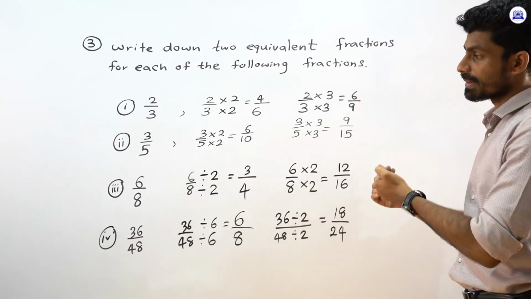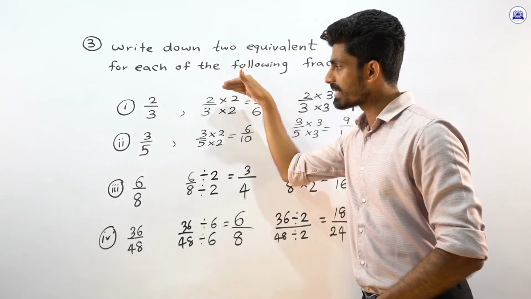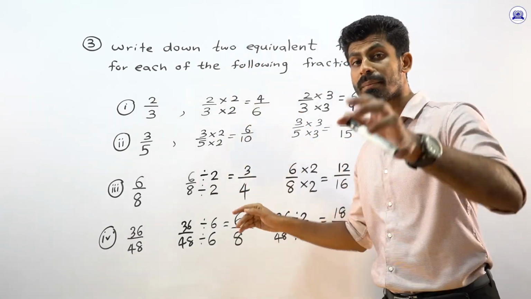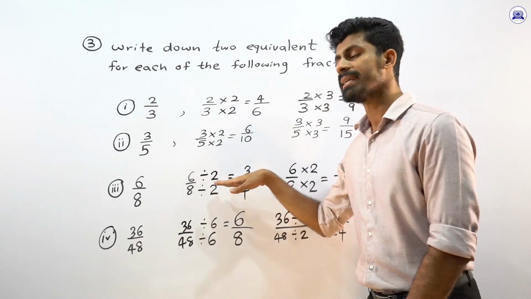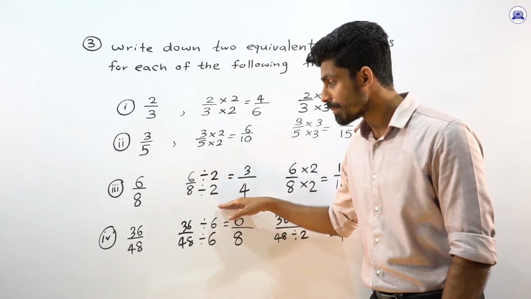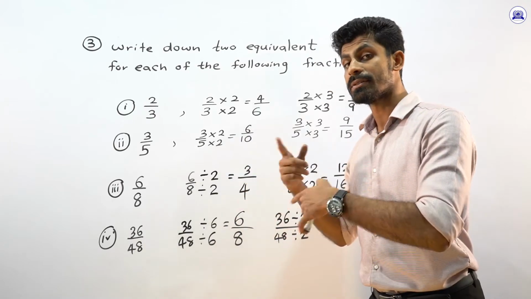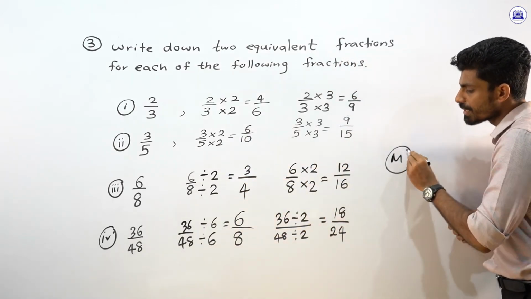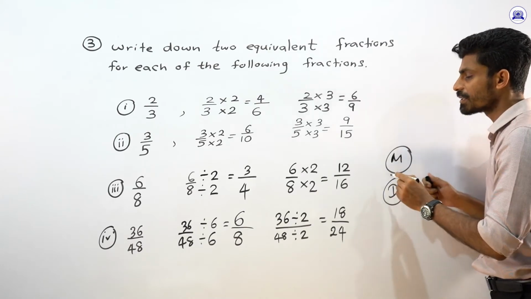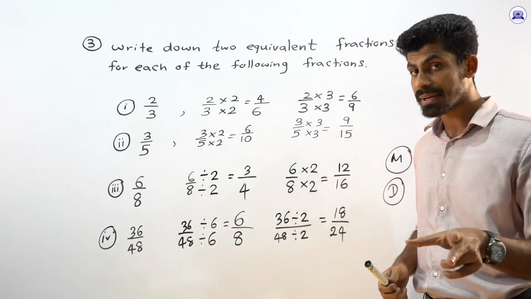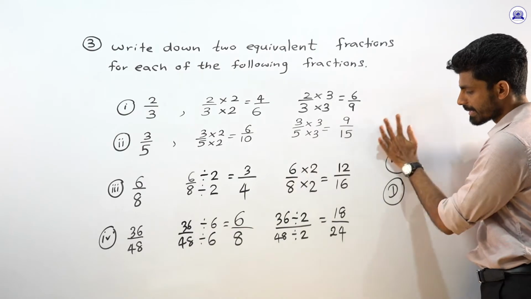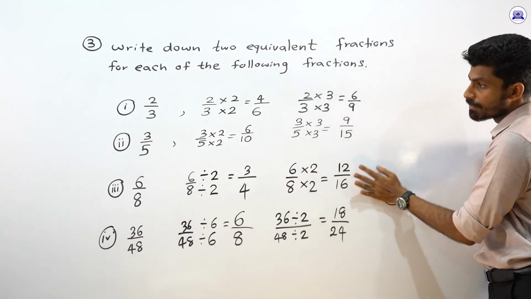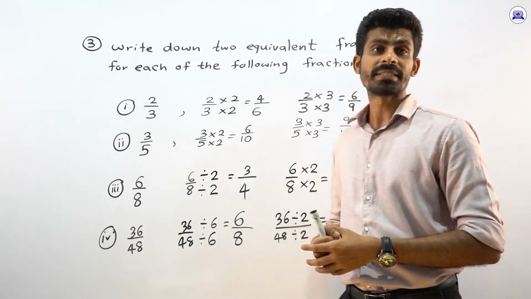You can create equivalent fractions by multiplying the numerator and the denominator by the same number, or by dividing the numerator and the denominator by the same number. There are two methods: multiplying or dividing the numerator and the denominator by the same number. You can create equivalent fractions. I think that part is very clear for you, right? So let's move to question number 4.